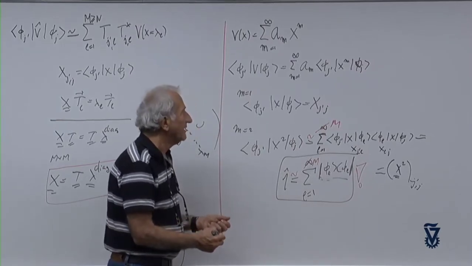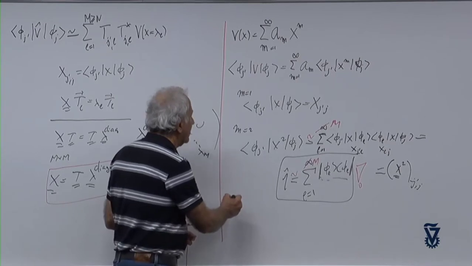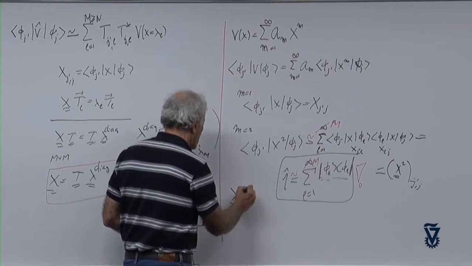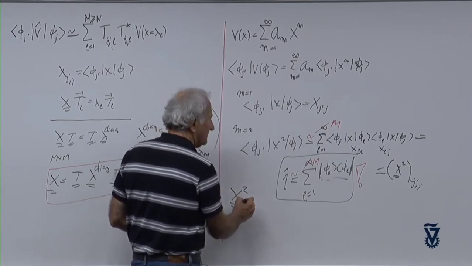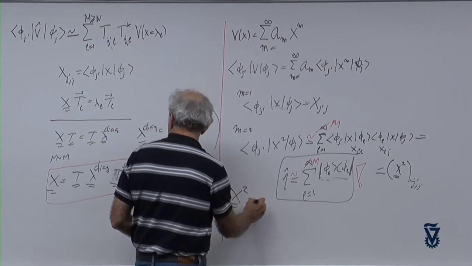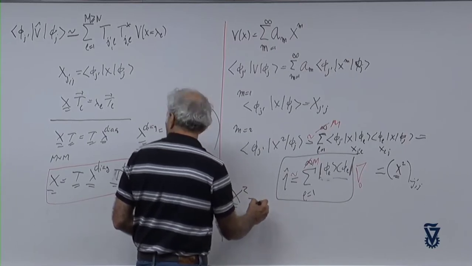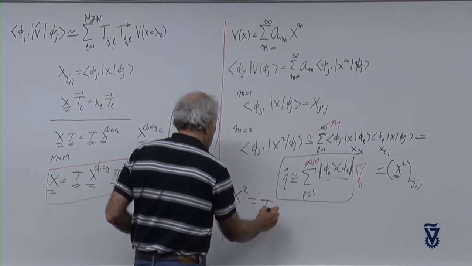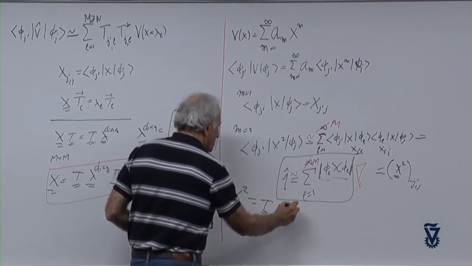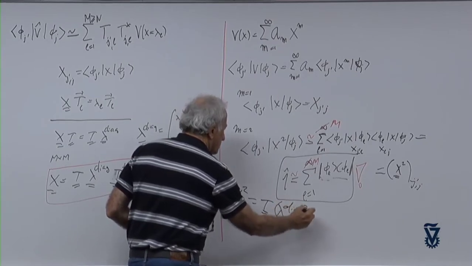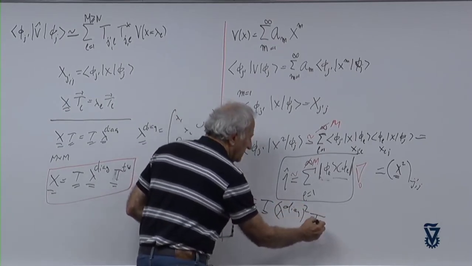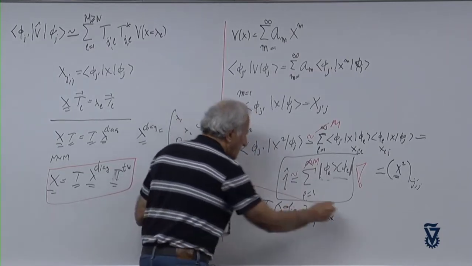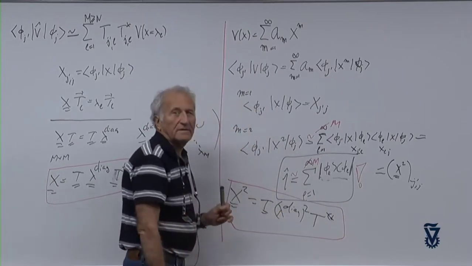Now, what is interesting here, of course, is that if we take what we wrote before, we can say that the matrix x squared is equal to T lambda diagonal squared T transpose complex conjugate. This is what we say.